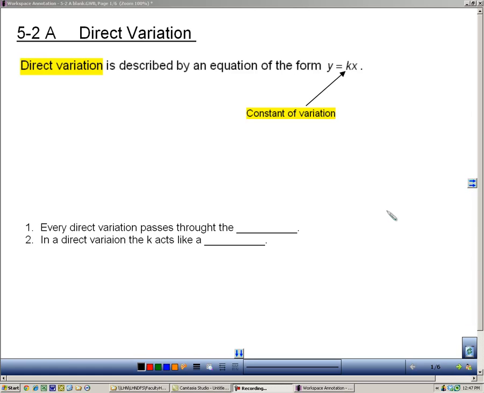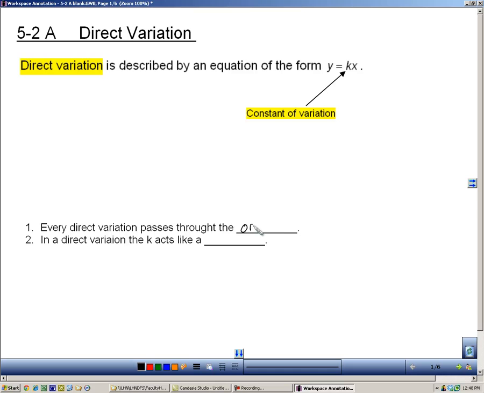Section 5.2a is about direct variation. A direct variation is an equation of this form, y equals a number times x. Anytime you see an equation in that form, it's called a direct variation. The number in front of the x, we use the letter k to describe it, and it's called the constant of variation.